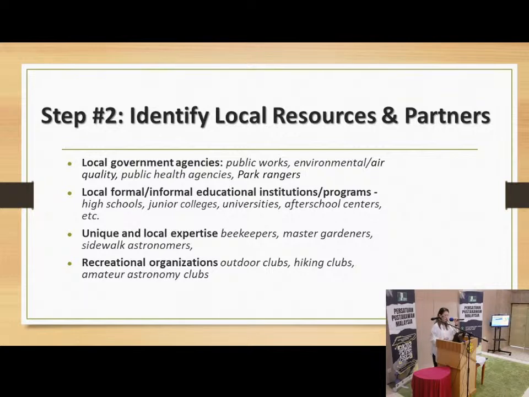So these are all good ways to build the partnership, and you're also letting them know why we were partnering with you. We're pushing this project for educational purposes.